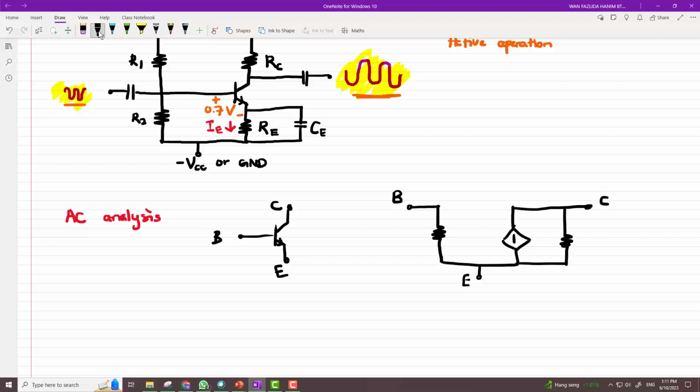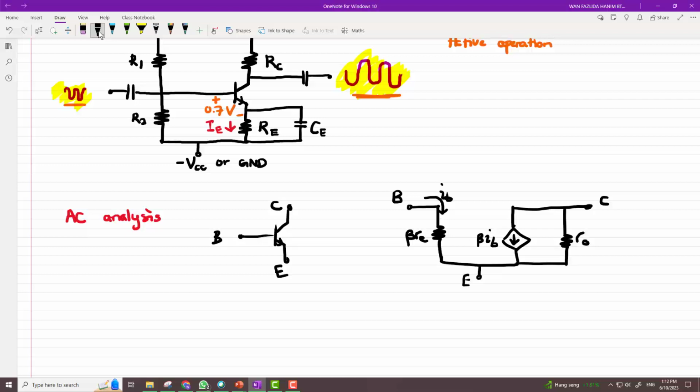This dependent current source has a current of beta IB, where IB is the current that flows from the base to emitter, flowing through this small signal AC resistance, beta RE. And this is our output resistance, R out.